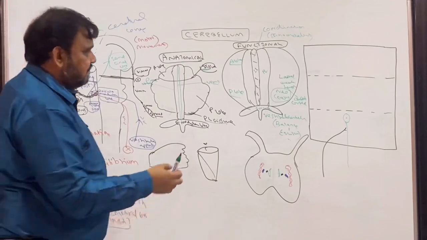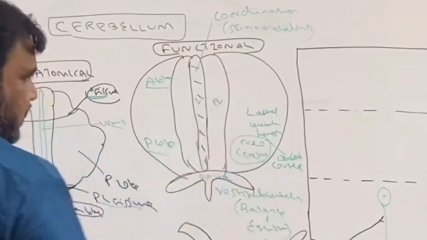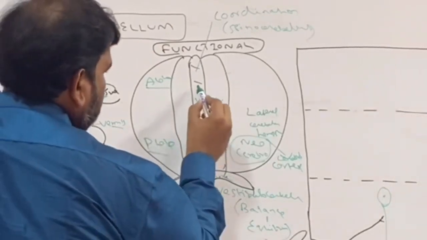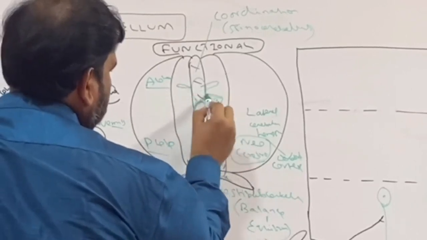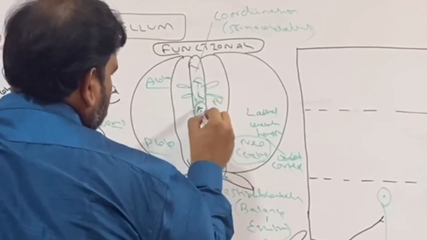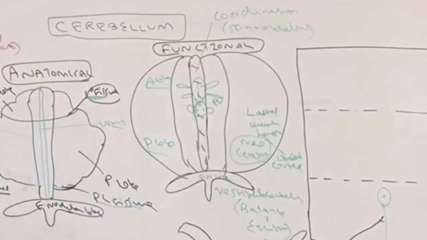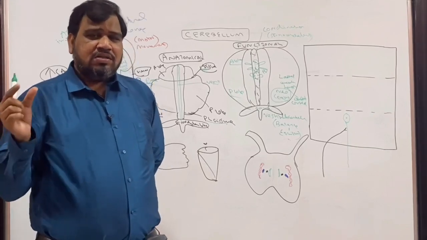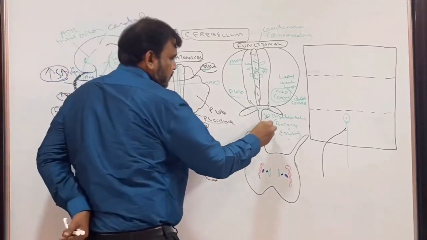The functional classification is the vermis and paravermis. The center one is the vermis, the lateral side is the paravermis. They are associated with coordination. Let me draw it and show you. The limbs come under the paravermis, the trunk portion comes in the vermis, and the flocculonodular lobe is associated with balance and equilibrium, that is, the vestibular apparatus. That's why it is also called vestibulocerebellum.